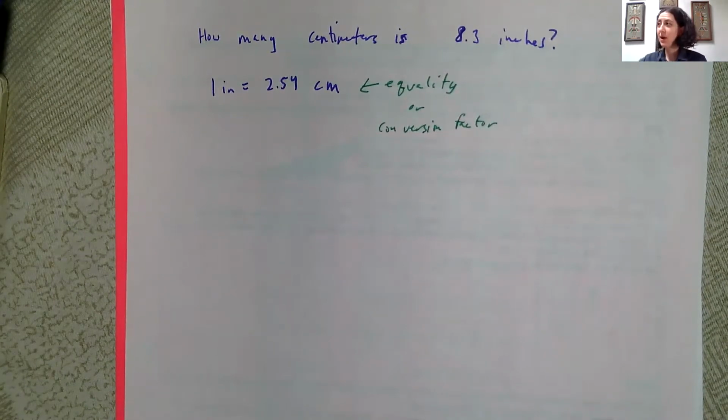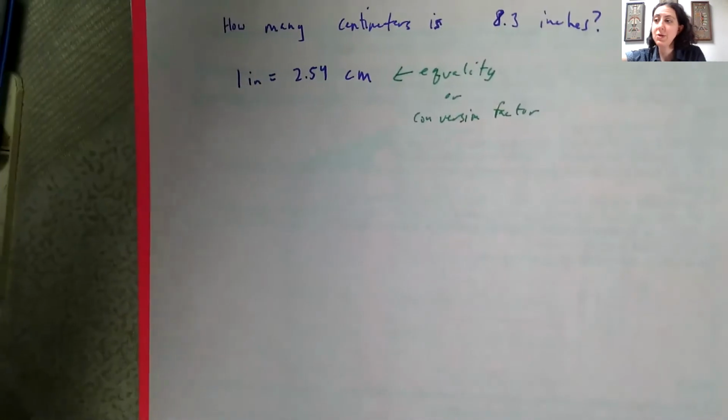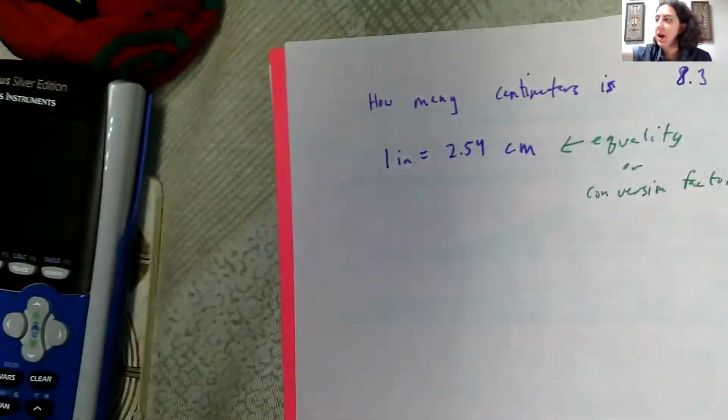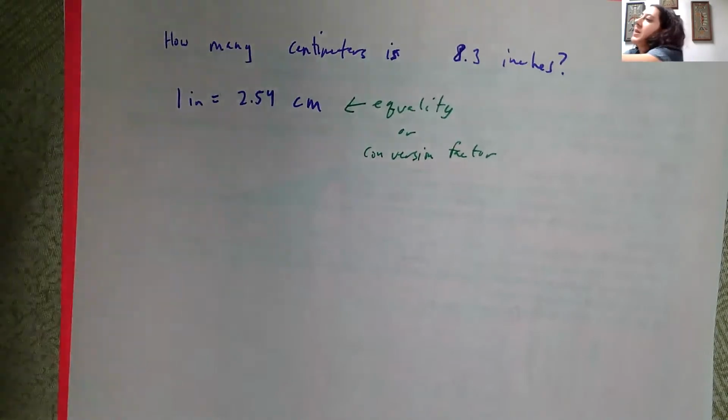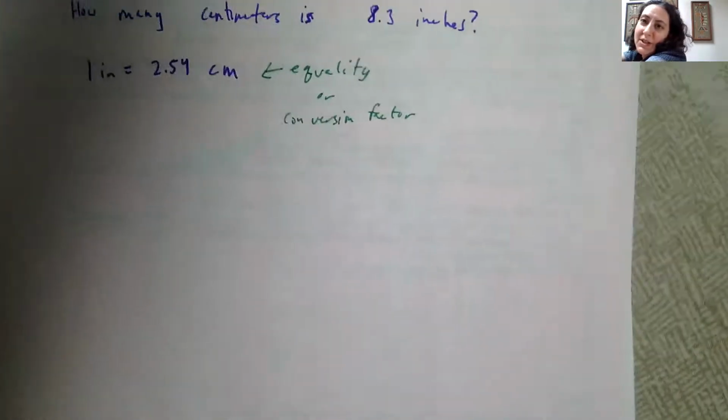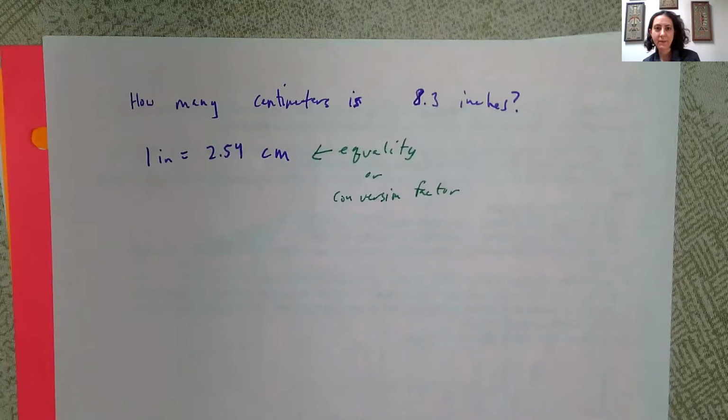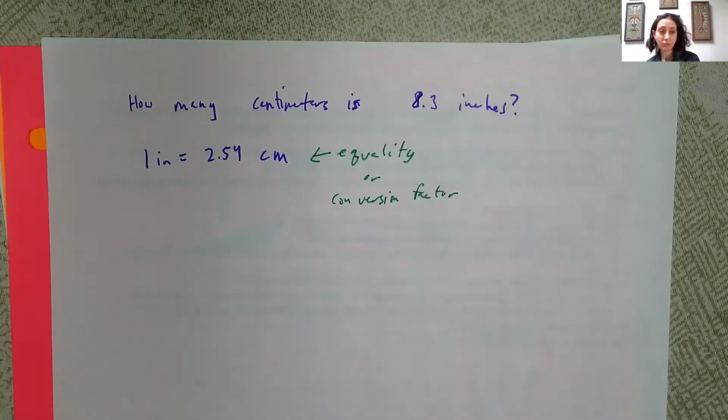I like to call it an equality because it has two things that are equal to each other. I think that makes a lot of sense personally. We'll see if you do as well. Otherwise, a conversion factor also works because it's the numbers that you use to convert between two different things. So I'm just adjusting the overhead. All right, that's fine. That'll work. Okay, so how many centimeters is in 8.3 inches?